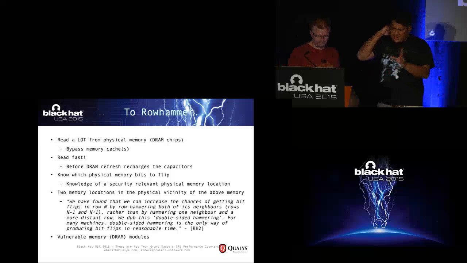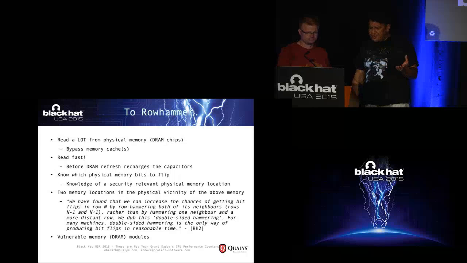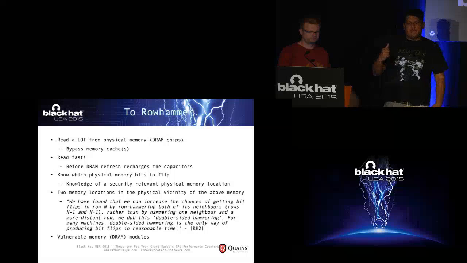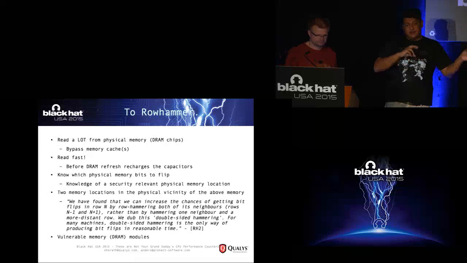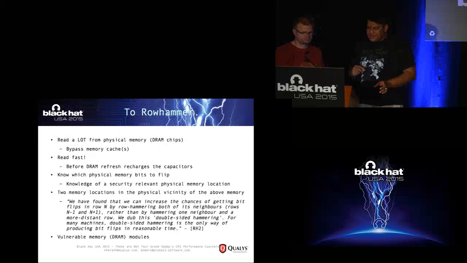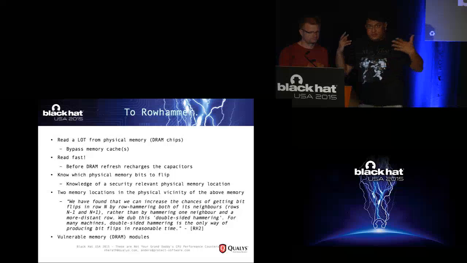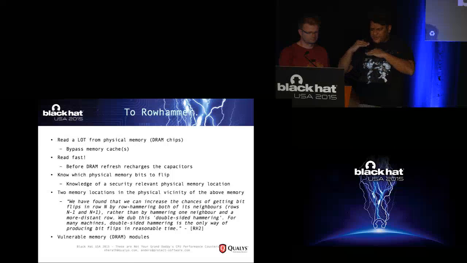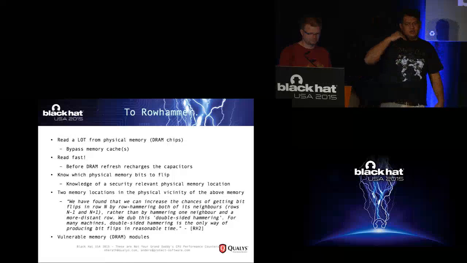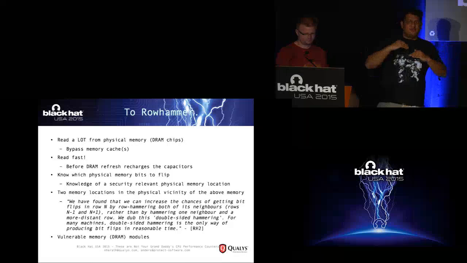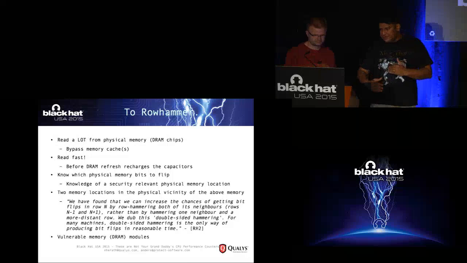So in essence, to cause RowHammer issues, you have to read a lot of physical memory from RAM, which means that you have to bypass any CPU caching. You're going to read fast before the DRAM refreshes, so within a refresh interval. Then you need to know which memory address to read to cause the bit flips in adjacent memory in areas that are significant in terms of crossing privilege boundaries.